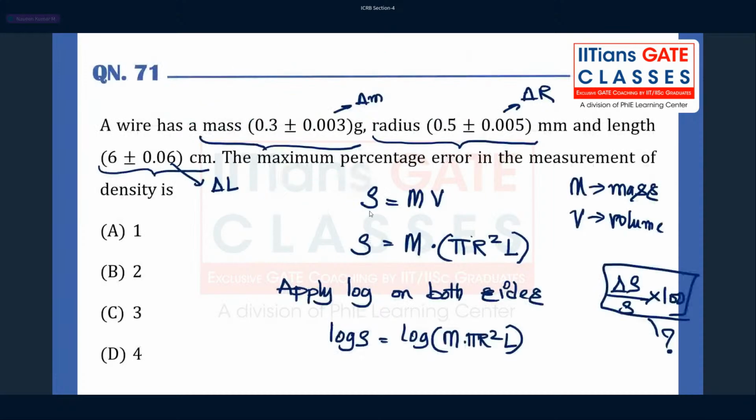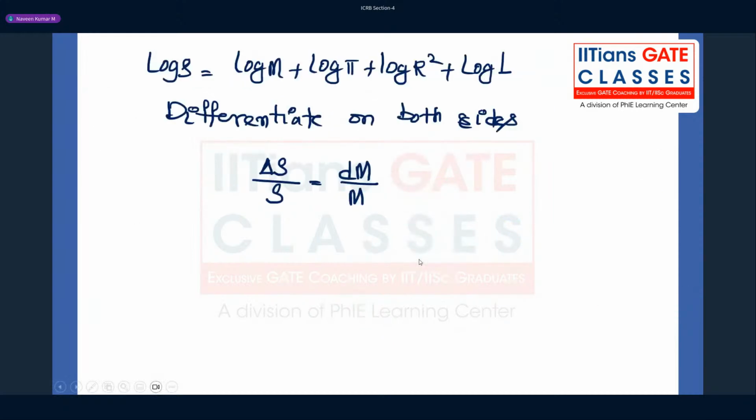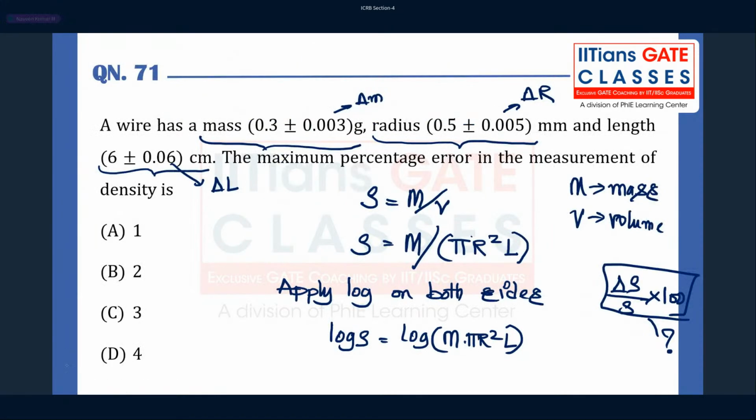Sorry, I think I made a mistake here. Oh, it is mass by volume. See, a small silly mistake. This is by volume, so this will be the negative of this. Hope you're understanding. I'm sorry for this mess up. What a mistake I did, mass by volume. How did I write that?